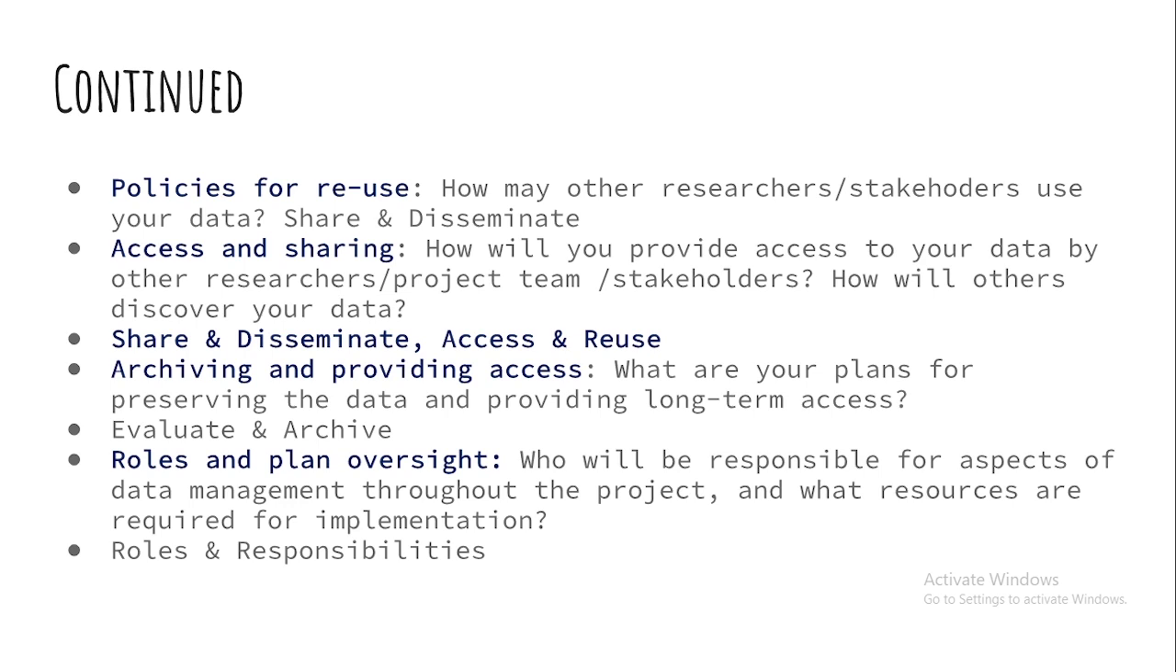Then lastly, you will look at the section of roles and plans oversight. In this section, you outline who will be responsible for the different aspects of data management throughout the project and what resources they would require for implementation. So in here, you can outline that maybe we have data managers who will be in charge of this dataset. We have data entrants who will be in charge. You're just distributing roles and responsibilities of who is responsible for what in the data management cycle, and what resources they will need.